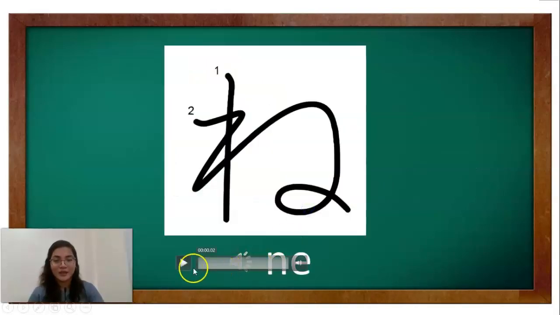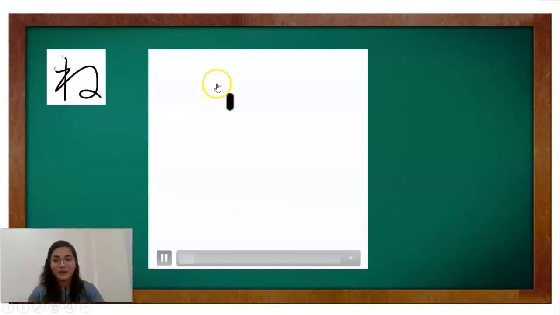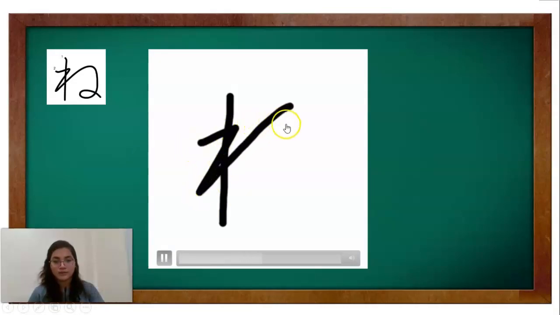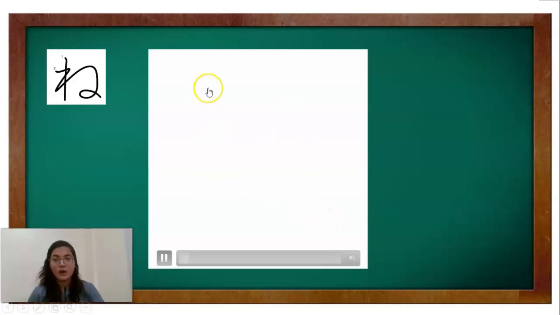Okay, next up is ne. It has 2 strokes, 1 and 2. Okay, let's try it again. 1, 2.